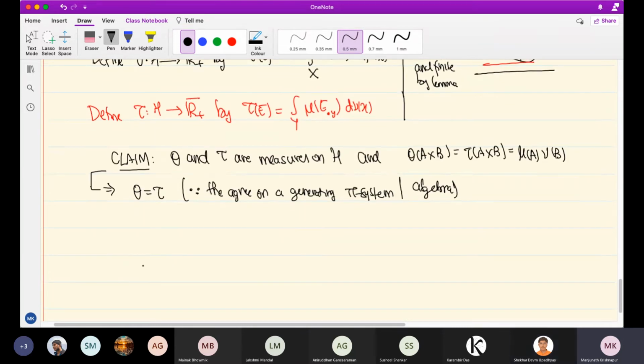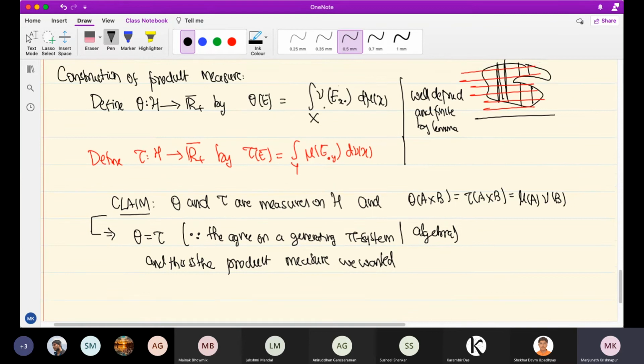Okay, so that's the thing. Theta equals tau, and this is the product measure we wanted. Just a point: this is the product measure because any other product measure also agrees with these on the rectangles, so it has to be this. So not only have we constructed the unique product measure, we have two different expressions for it. You can do it like this or like this. Go ahead with your question.